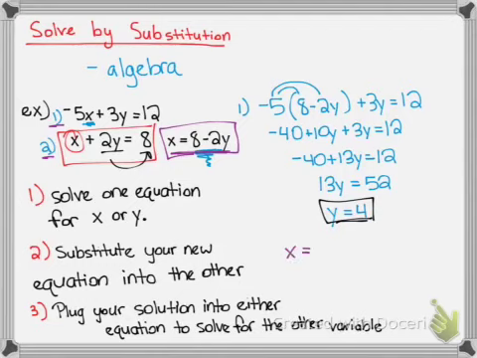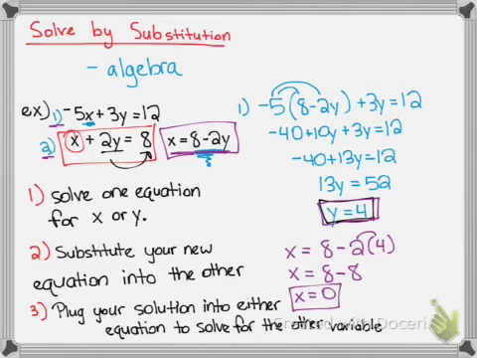We have x equals 8 minus 2. Again, we have already found y is 4. So 2 times 4. So now we have x equals 8 minus 2 times 4, which is 8. So x equals 0. So now we have that our solution for that problem is 0, 4. So that is solving a system of equations by substitution. Once you get used to this way, it will probably be your favorite. Okay? Just have to practice a few problems and you will get it.